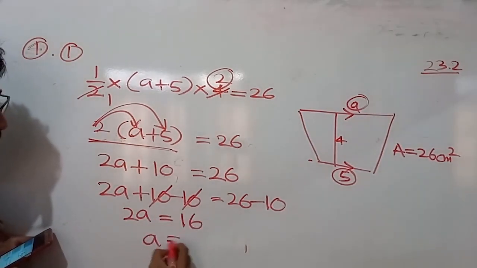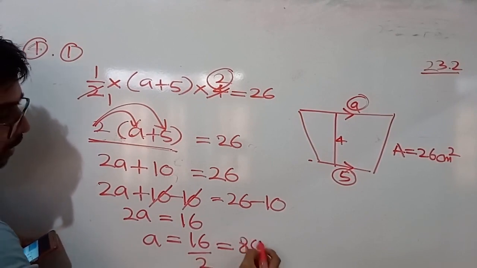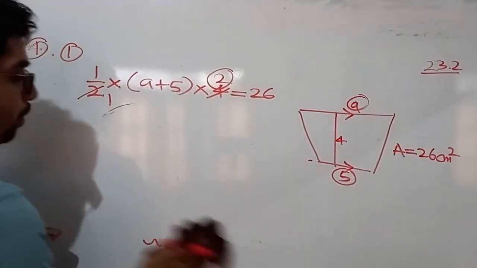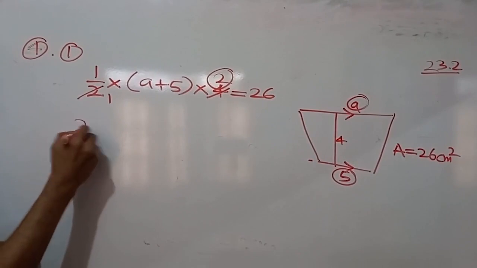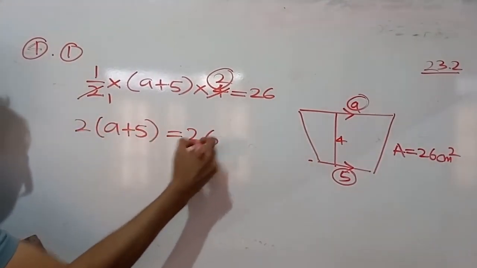16. So A will be equal to 16 divided by 2. So that is 8 centimeters. මේ මෙතනින් මම තව විදිහකින් මේක simplify කරන්න. හරි අපි මේක මෙහෙම ගමු. 2 times A plus 5 equals 26.